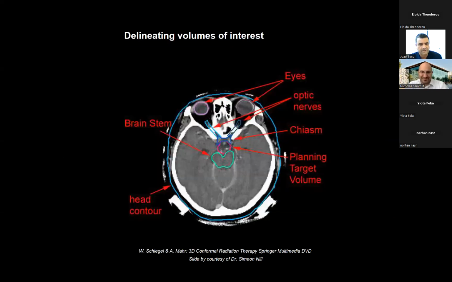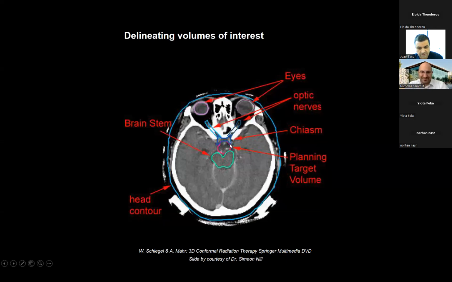Then one part of the treatment planning process is also the delineation of the organs, right? The volumes of interest have to be outlined by the clinician. So this is the responsibility of the clinician. And he has to identify the outer region, so the head contour. He has to define all the critical organs plus the tumor.